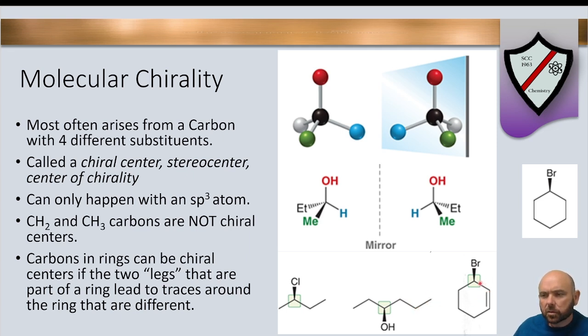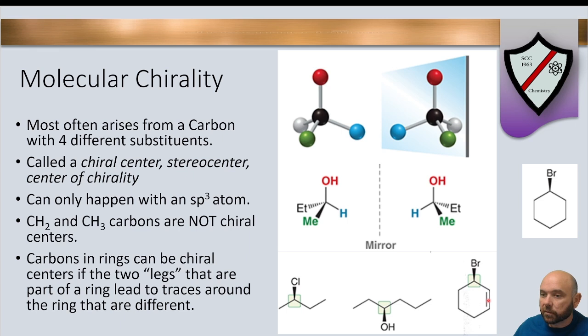In this molecule, we have some carbons that could be chiral, this one in particular, if the trace around the ring is different. So it has one substituent that's a bromine atom. There's a hidden hydrogen that would be a second substituent. The third substituent would be a trace around the ring this way, and we go single bond, single bond, single bond, single bond, double bond, single bond. The trace around the other leg of the ring would be single bond, double bond.